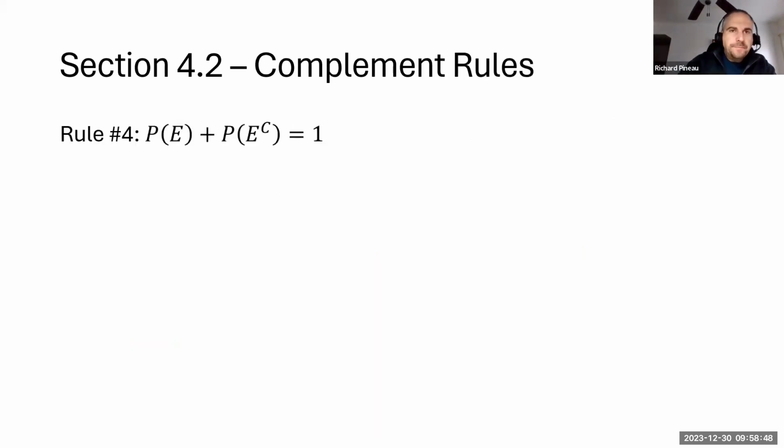Now, we have a rule that can help us with figuring out probabilities using complements. And what the rule says is if we take the probability of an event E and we add the probability of its complement, we need to get 1.